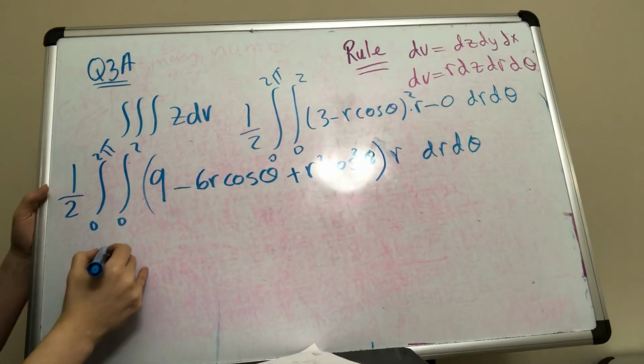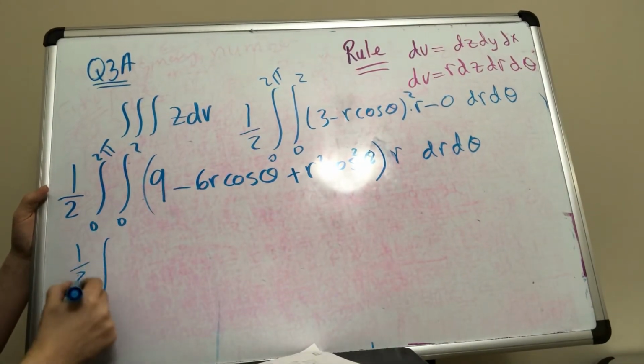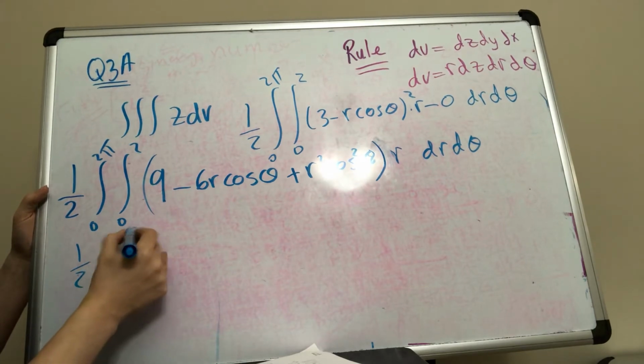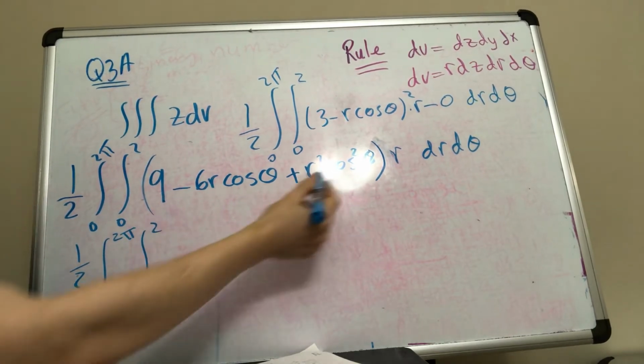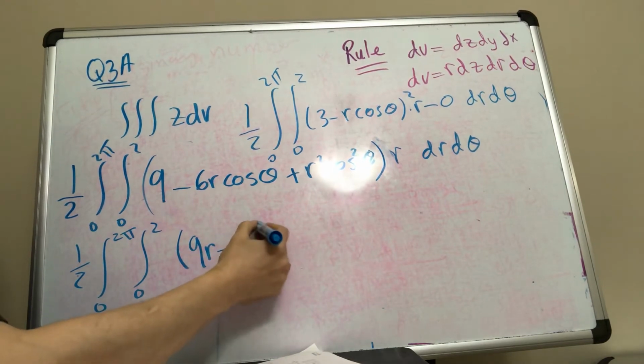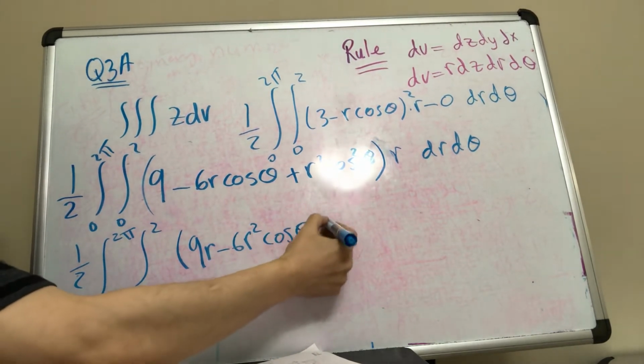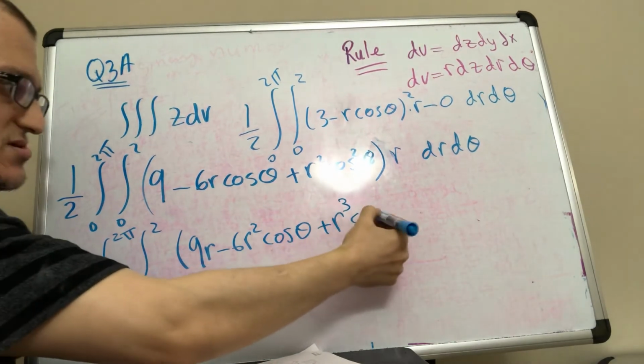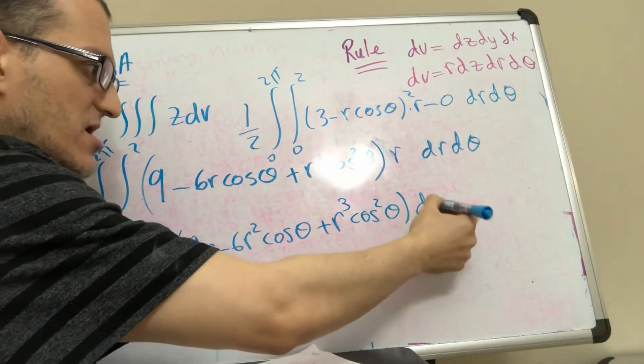So half outside, 0 to pi, 0 to 2. Take the r inside: 9r, minus 6r squared cosine theta, plus r cubed cosine squared theta, dr d theta.